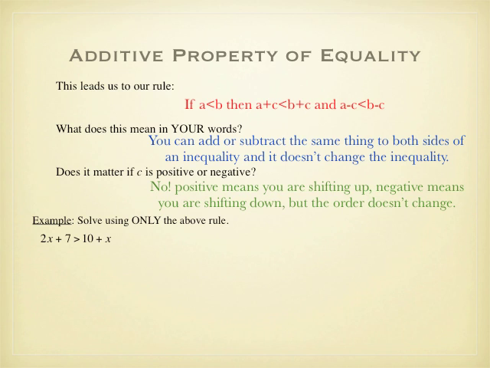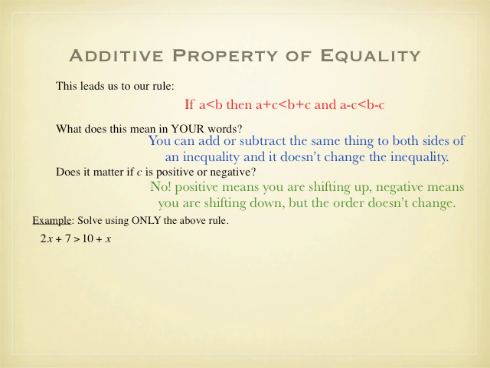Does it matter if C is positive or negative? No, it just means I'm shifting up if I'm adding, or shifting down if I'm subtracting. But if you notice on that last slide, the order of the red and the blue dot never changed. They just shifted up and shifted down. In fact, they actually stayed exactly the same distance apart. So we're going to solve this inequality just using the rule that's up there in red.